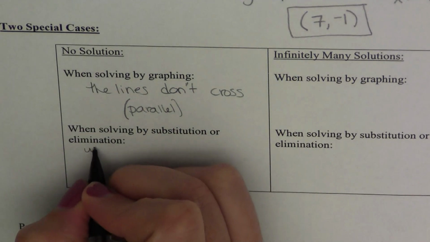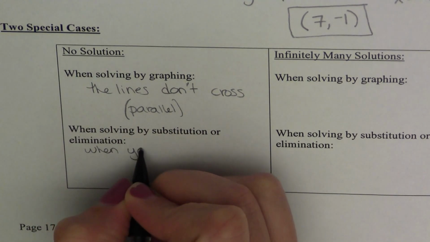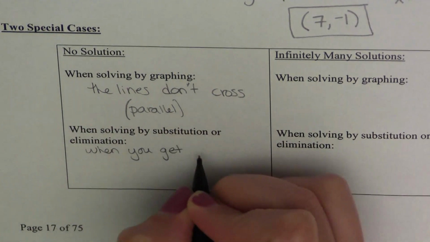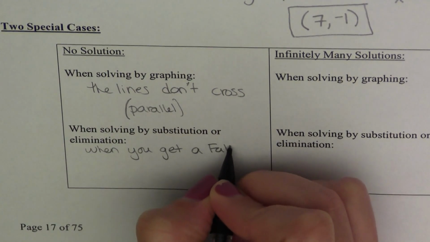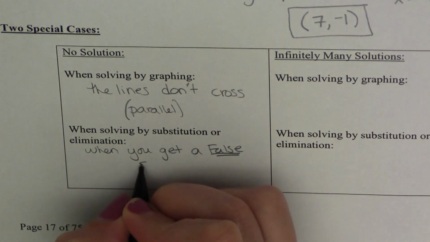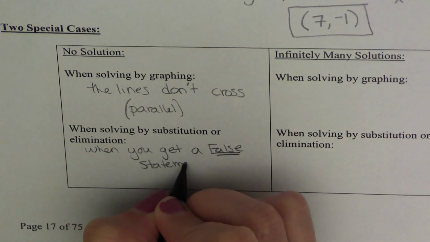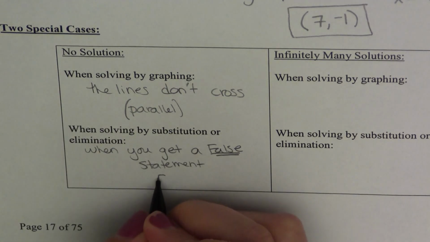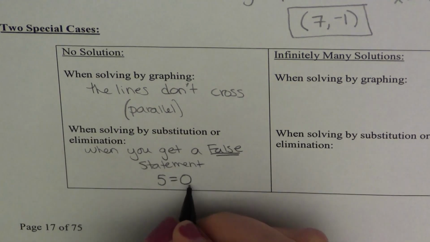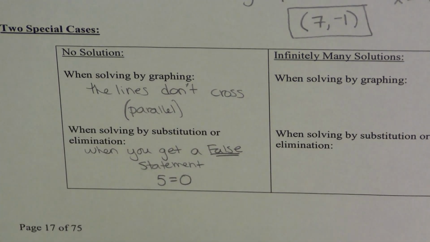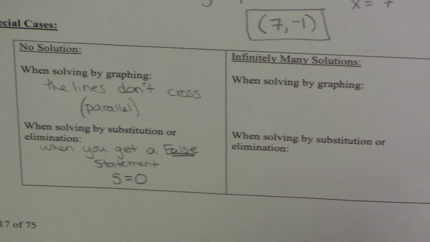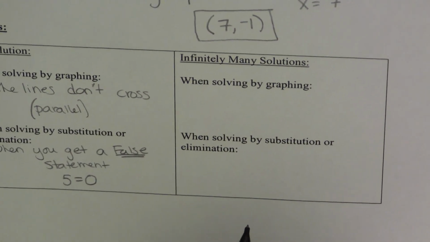It's when we get a false statement. So when we encounter something like 5 equals 0, that's false, which means there's no solution. All our variables canceled.